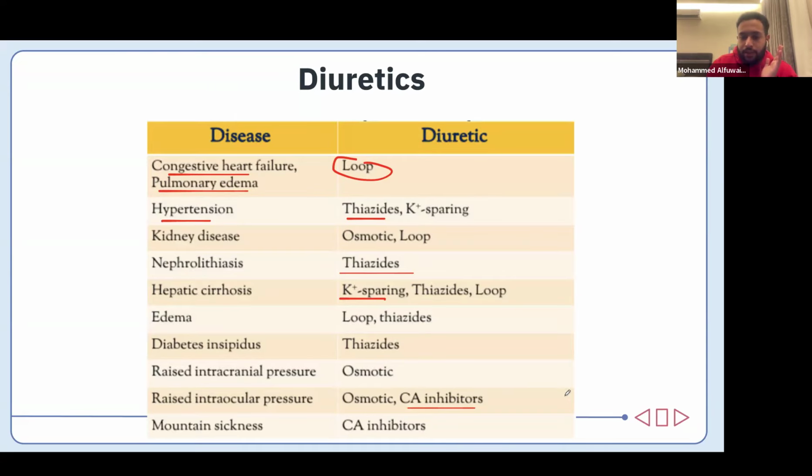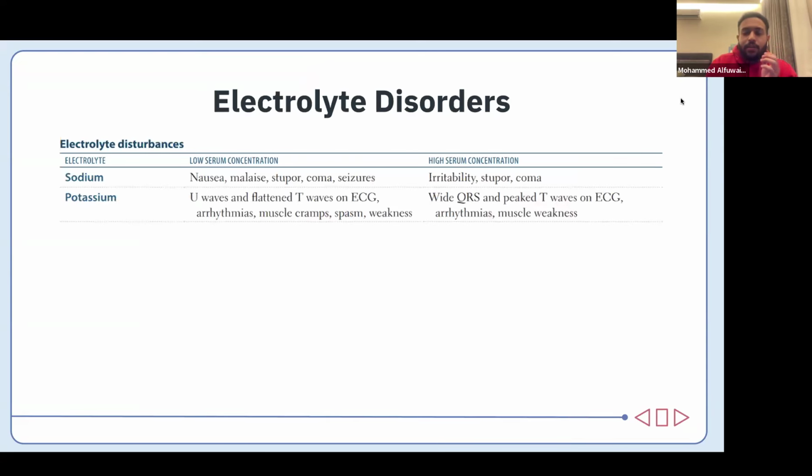These are the diuretics. Now we go into a complicated part of nephrology, which is clinical nephrology. We're going to go over electrolyte disorders, acid-base disorders, and chronic kidney disease. Here is where the fun kind of starts, unfortunately. So now let's talk about electrolytes.